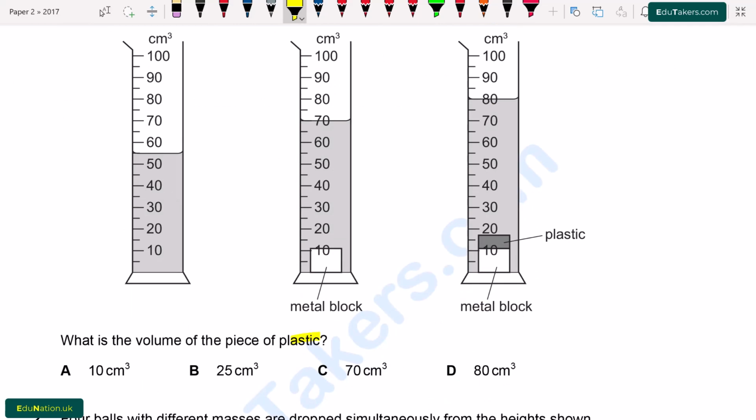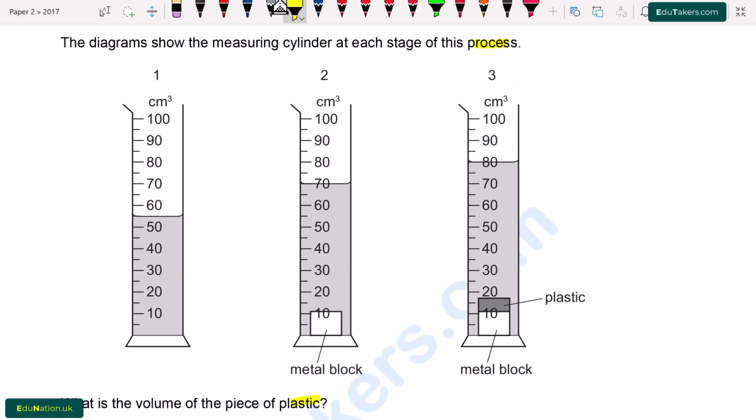First of all, there is a measuring cylinder that is filled with water. In the second diagram, we place the metal block, and in the third diagram, we place the metal block again along with the plastic also. In the first diagram, we can see that the measuring cylinder is filled with water and the volume of the water inside is 55 cubic centimeter. So I write here: volume of the water is equal to 55 cubic centimeter.